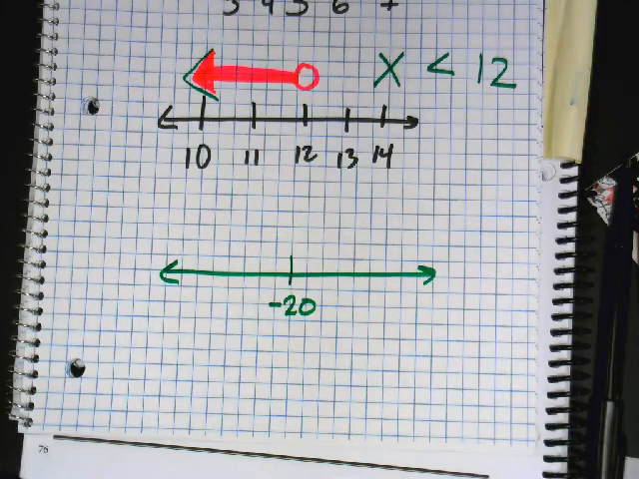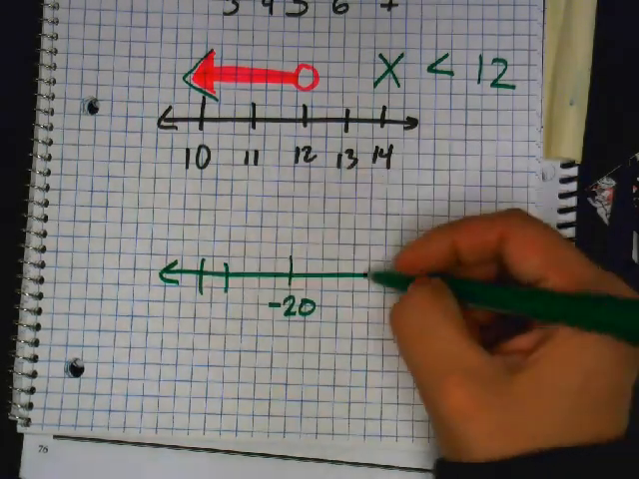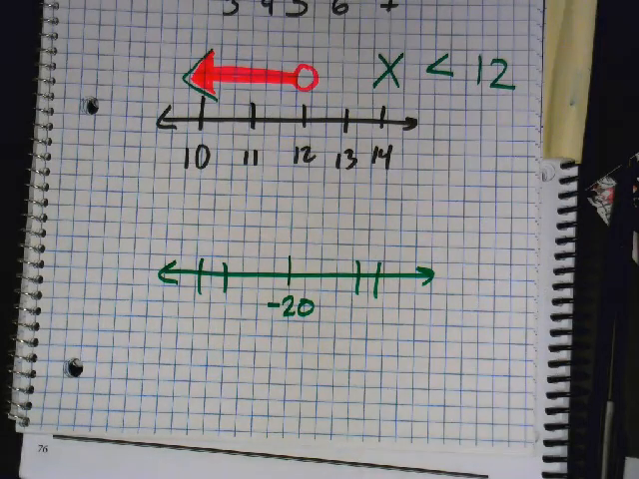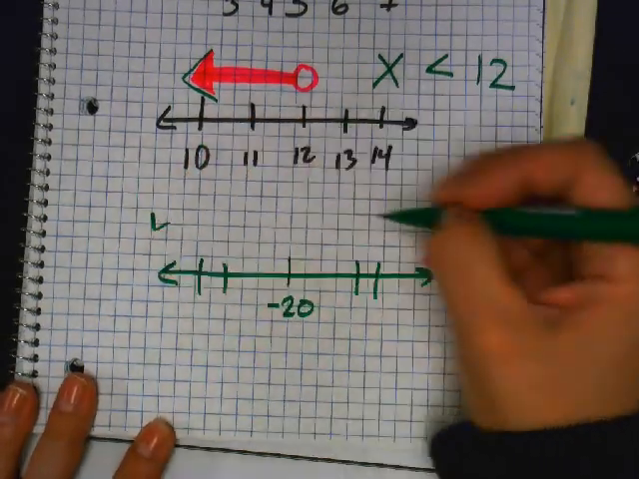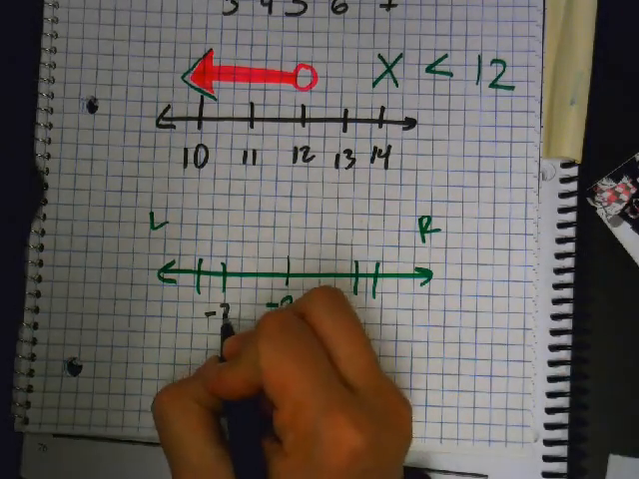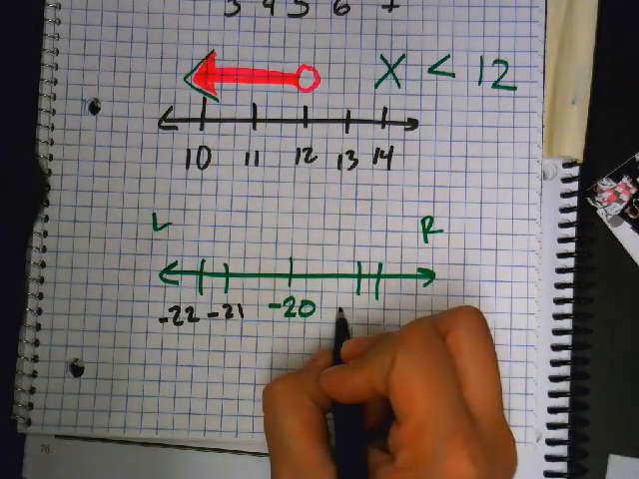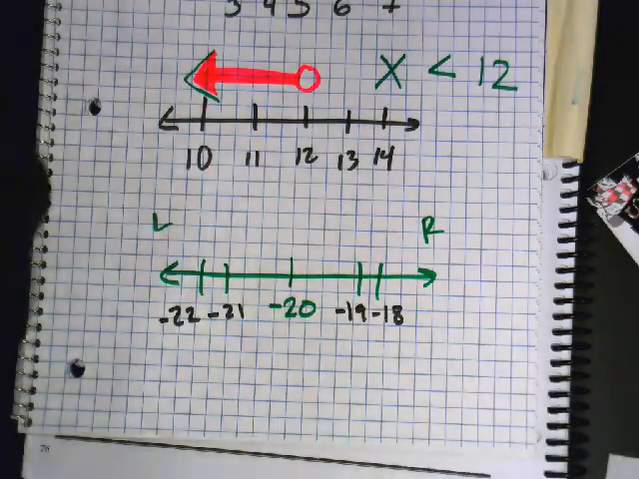I heard negative 20. Now, the tricky part is what are the two numbers here and two numbers there? That's what kids always mess up. Negative 21 on the left. Negative 21 on the left. Negative 22 on the right, and then 19, negative 18.